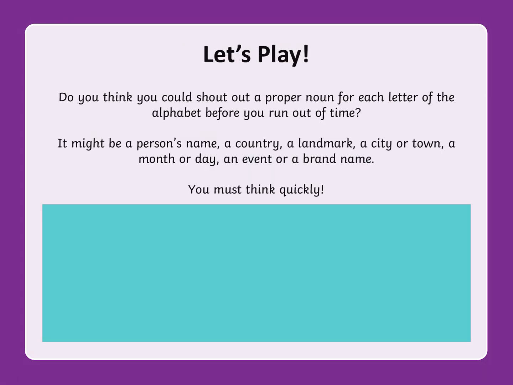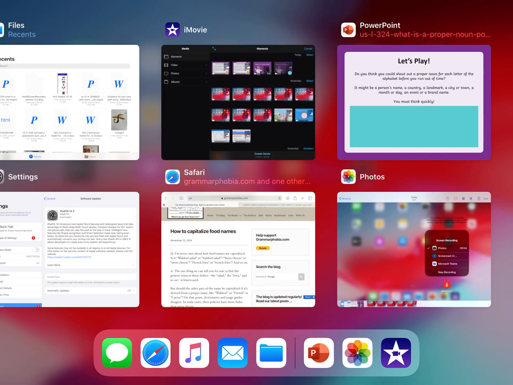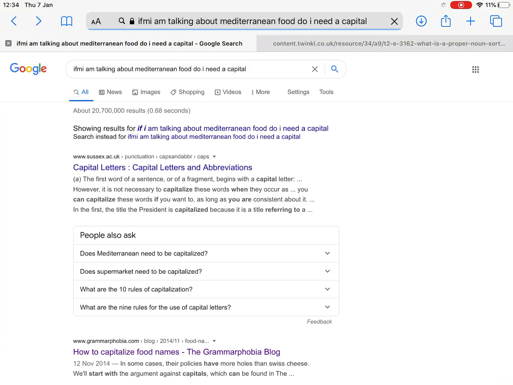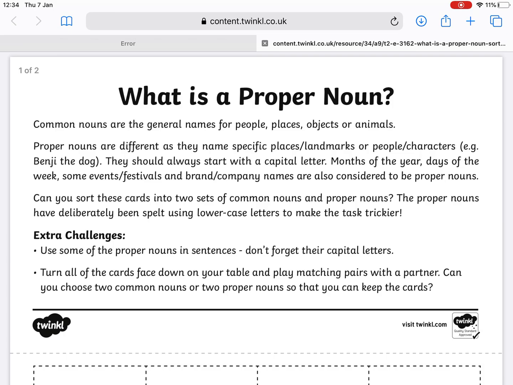Okay, and we're going to leave the last part of that for another week. So what I'm going to show you now is some tasks that you can go on to do. You can either print these tasks off or you can talk through them. It's up to you. Okay, so let's have a look at the tasks here.